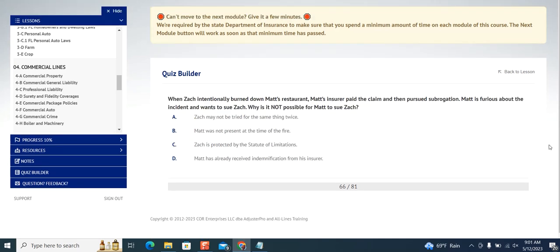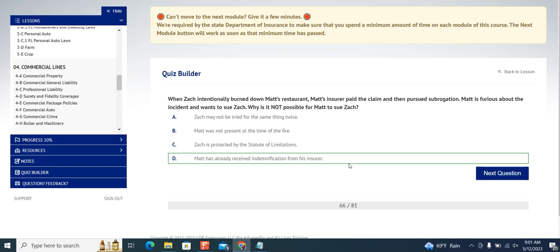When Zach intentionally burnt down Matt's restaurant, Matt's insurer paid the claim and then pursued subrogation. Matt is furious about the accident and wants to sue Zach. Why is it not possible for Matt to sue Zach? Okay, so he burned down the restaurant. Matt's insurer paid the claim, so they already paid him. So it's got to be Matt has already received indemnification from his insurer.